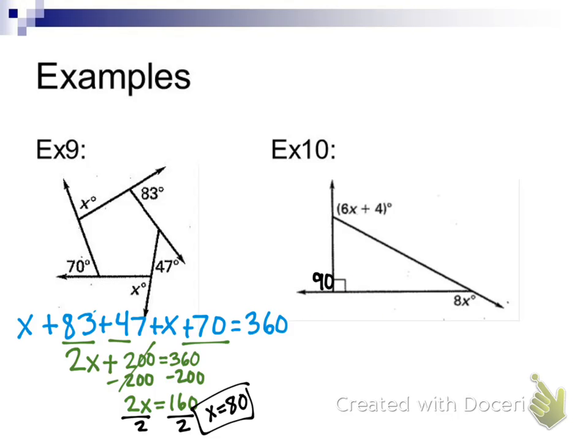Alright, so I need to set it up the same way. So I'm going to add the angles. Now, normally parentheses will tell you that you're distributing something, but there's nothing to distribute here. So you can write it with the parentheses, you can drop the parentheses at this point. It's actually just a personal preference. The most important thing is that you don't forget that 90.